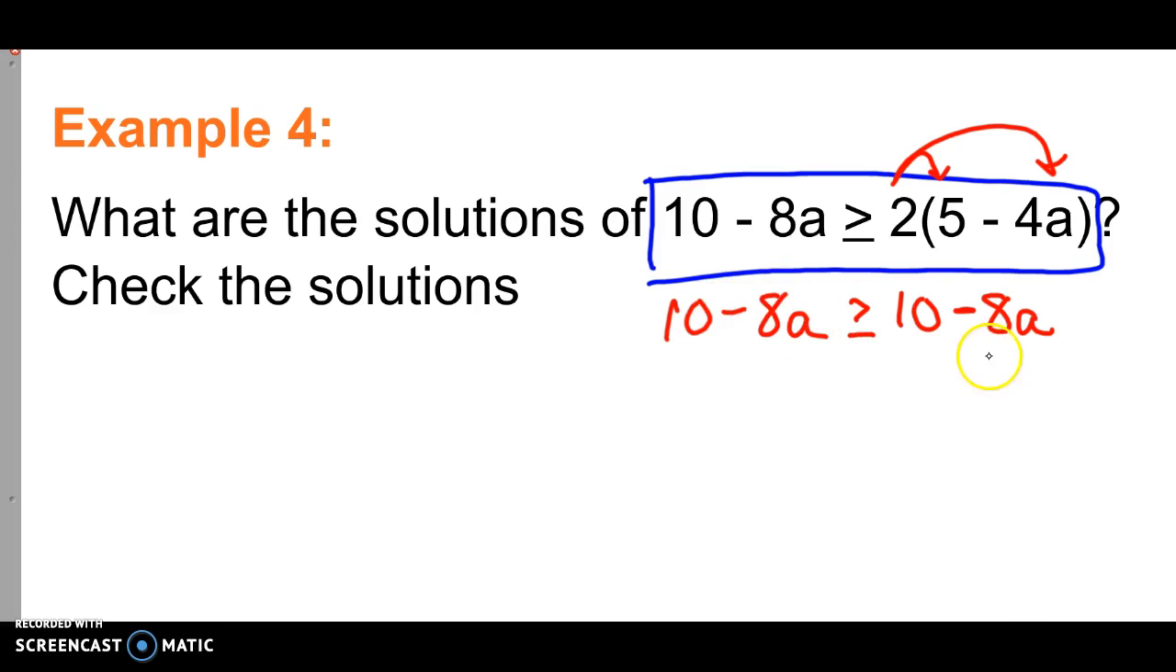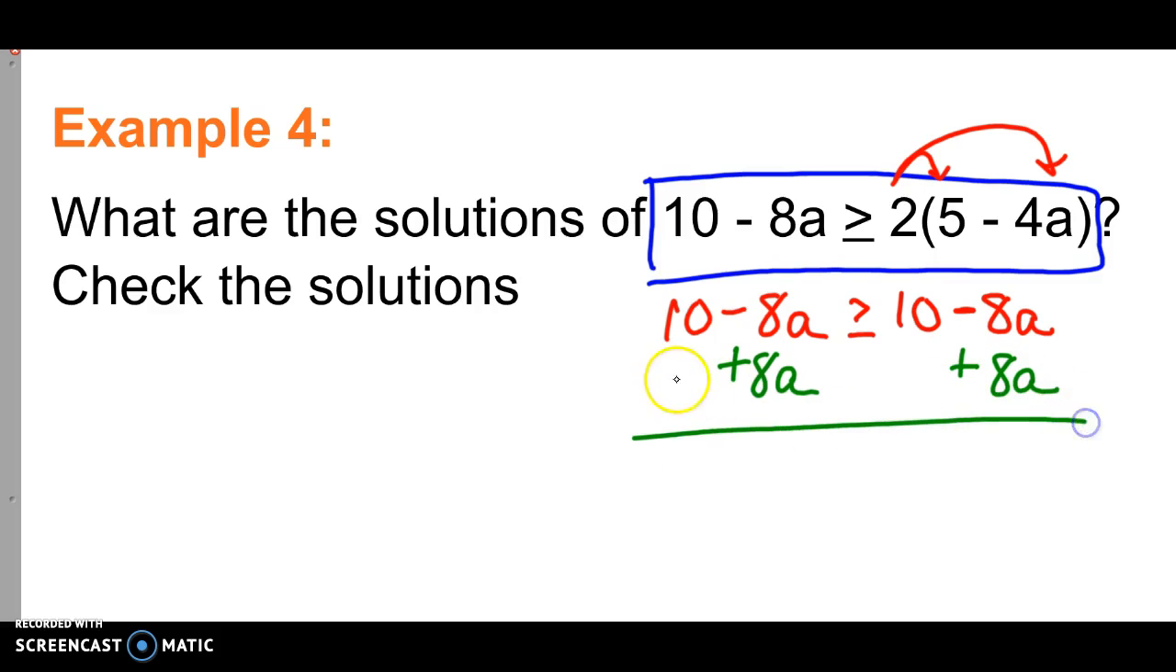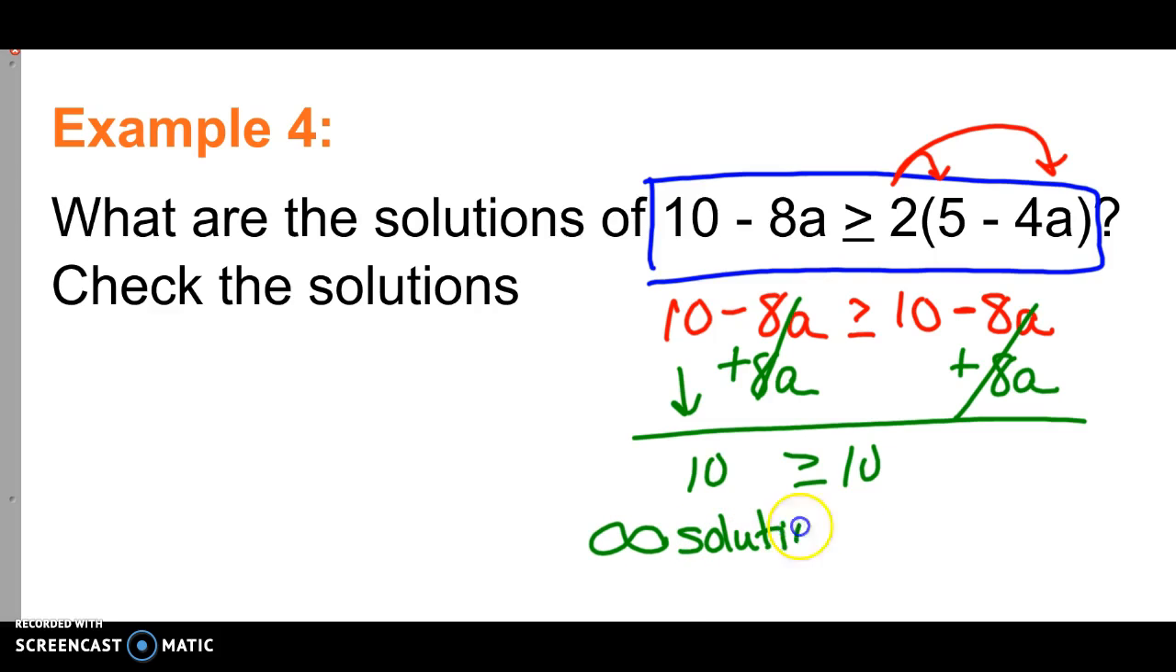All right, now, if I look here, do you notice anything about this? Well, let's see. If you didn't notice, we can get our a's on the same side, so I'm going to add 8a to both sides. They're both minus 8a, so it doesn't matter. My 10 drops down. Those cancel, is less than or equal to 10. Those cancel. So now I have a true statement that I can't simplify, and my variable has been removed. So if you remember when this happened with linear equations, we said that it was infinite solutions. And that also works with inequalities.